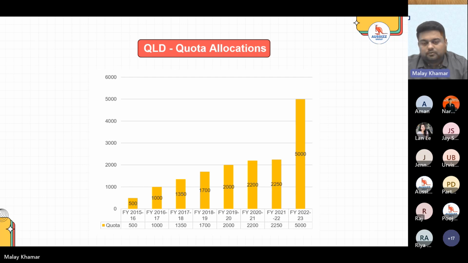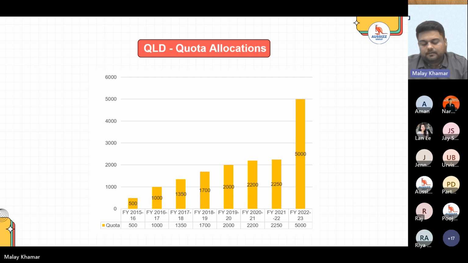So make sure you check with your migration agent, and if you're applying by yourself, make sure you check all the requirements and check all the updates, or else you can come to us. We always post an update or make a video about the regular updates from Queensland. So make sure you do not miss next time if you are still waiting for the invite.